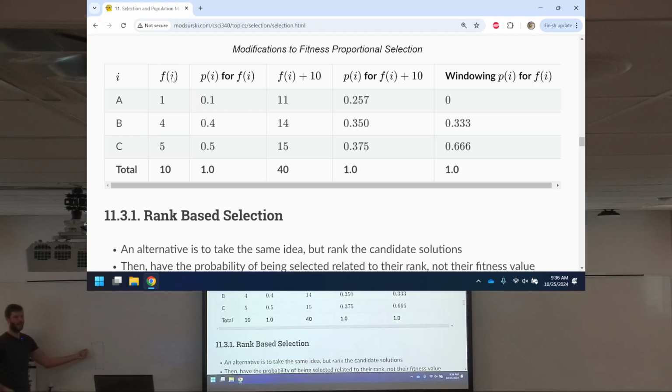Can you see that reasonably well back there? Probably not. I'm gonna grab a different marker and go over there.